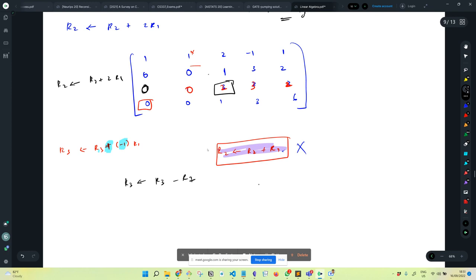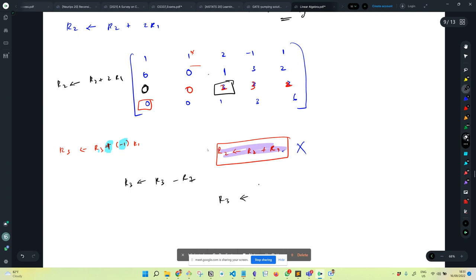Oh, we need to make this entry 1, right? On the diagonal, it should be 1. So you are saying R3 equals R3 minus 2 times R2, is it? Yeah. Can I suggest an even simpler operation? We saw scalar multiplication, right? Can I simply do R3 equals R3 by 2? Or I'm multiplying a scalar to R3.